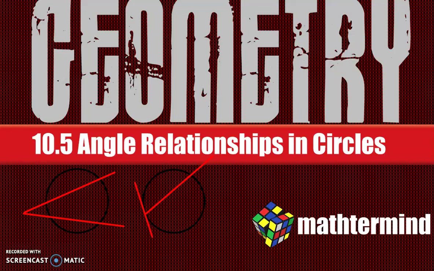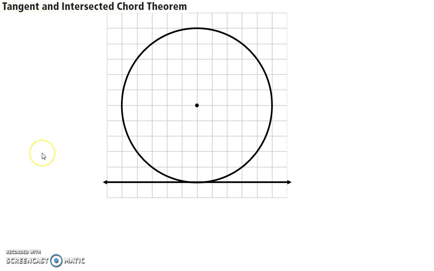Alright, we're in Geometry, Chapter 10, Section 5, Angle Relationships in Circles. This is not difficult, but it can get confusing, so pay attention. Alright, here we have a tangent and intersected chord theorem.